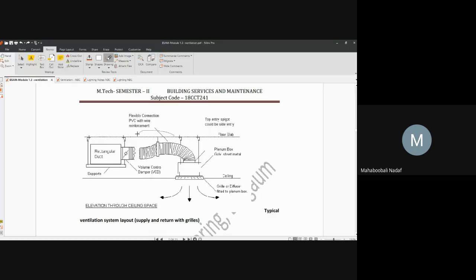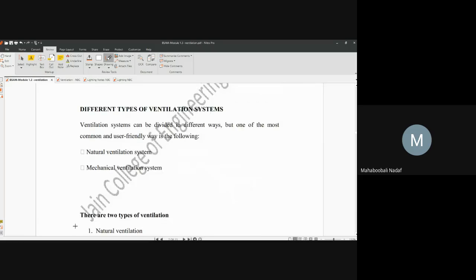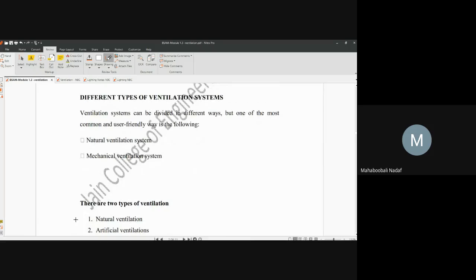So this is the typical flexible pipe duct, so that bends are avoided. From there, the diffusers are there, and from there fresh air is entering into the room. Is that okay? Yes, sir.